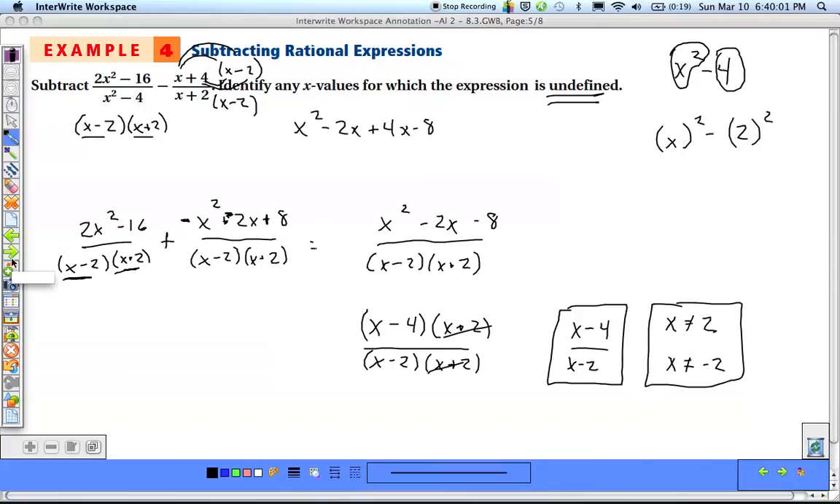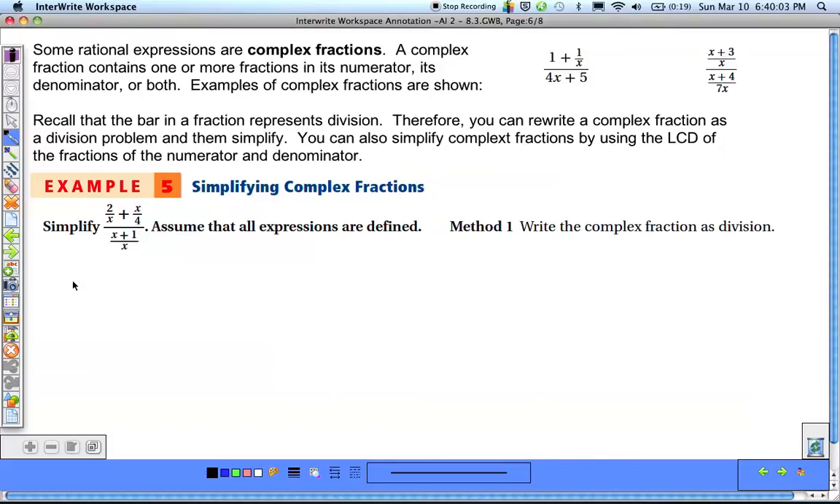Alright, the last thing we're going to take a look at is something called a complex fraction. A complex fraction is just a fraction that contains fractions within the fraction, as in the numerator is either a fraction itself or the denominator, or both of them are fractions. This is what a complex fraction looks like. There are two ways to be able to simplify a complex fraction. The first way is that the fraction sign just means division. So really what you can do is write this out as a division problem.